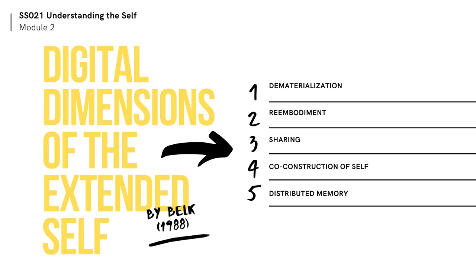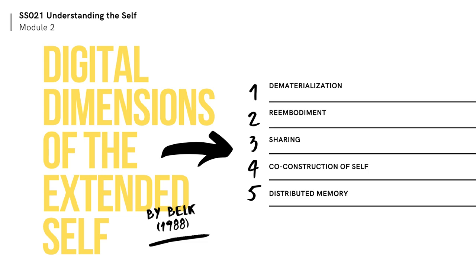Co-construction of self. Since Belk observed that most of the reason behind us being online is to replicate our social interactions in the digital space, this allows the co-construction of self, which means that we are collaborative with the other social beings online.